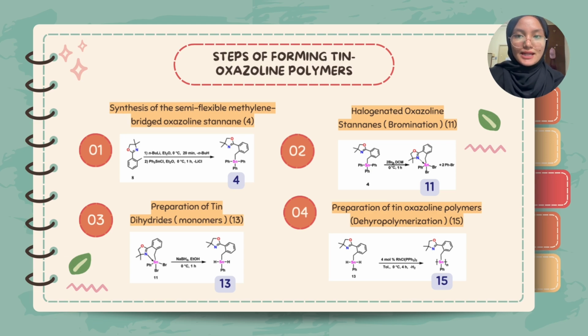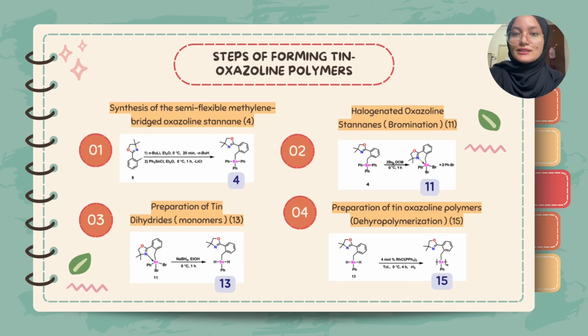Next slide is the steps used to form tin oxazoline polymers. The first step is the reaction of lithiated oxazoline precursor with triphenyltin chloride, and it produces a hypercoordinated stannum(IV) oxazoline complex, and we label it as compound 4. The second step is halogenation, where the oxazoline stannane undergoes bromination to produce the halide derivative, compound 11.